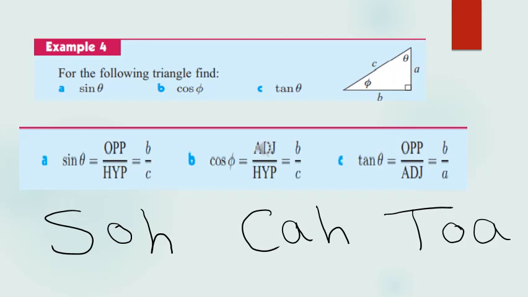Okay, let's apply please. What is sine theta in this triangle? As for this right angle triangle, you only have one hypotenuse as I told you before. So the hypotenuse is C. C is the line that is opposite to, or the side that is opposite to the right angle.